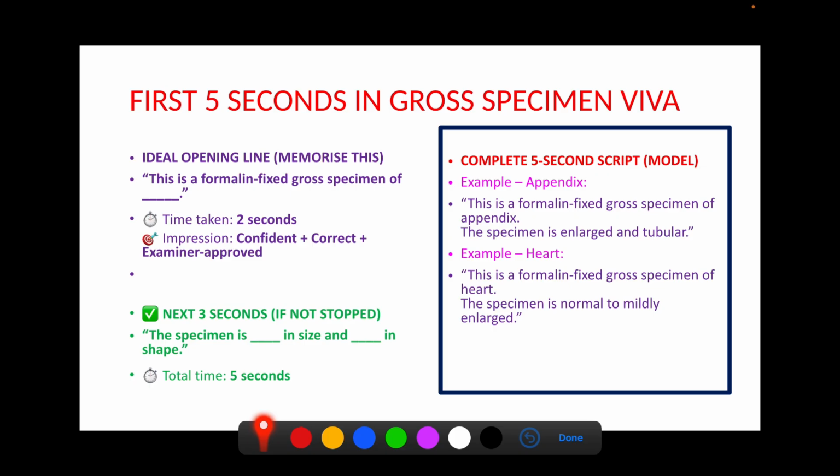Here is an example of the complete 5-second script: this is a formalin fixed gross specimen of appendix. The specimen is enlarged. You can also tell size and diameter, and it is tubular. Now for example, heart: this is a formalin fixed gross specimen of whole heart. The specimen is normal to mildly enlarged, and you can add dimensions.